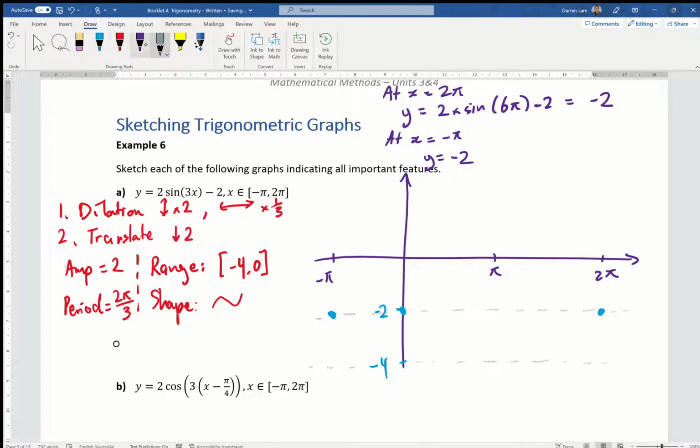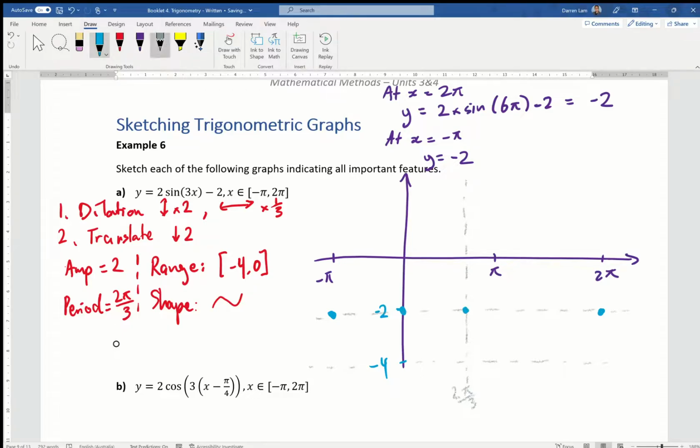Okay, so what I'm going to do now is, I know it starts at 0, which means that one period later, it's going to end up at 0 again. So end up at negative 2 again, since it starts at negative 2. So 2 pi on 3, I'm going to say it's approximately here. 2 pi on 3. And I know it's going to end up here again. That's one period later.